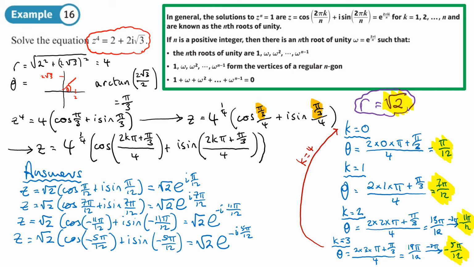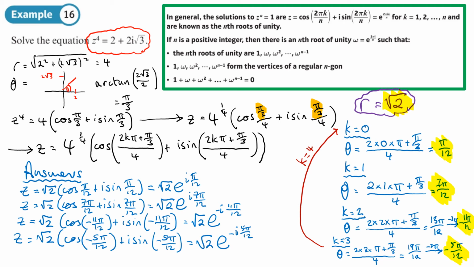So I've given my answers in the cos sine form here. I've also done it in the exponential form. I could have done it in the form a plus ib, but the numbers aren't particularly nice, like root 6 plus root 2 over 2. It's not particularly nice, so I've just left it in that form. The question doesn't specify which form to leave it in.